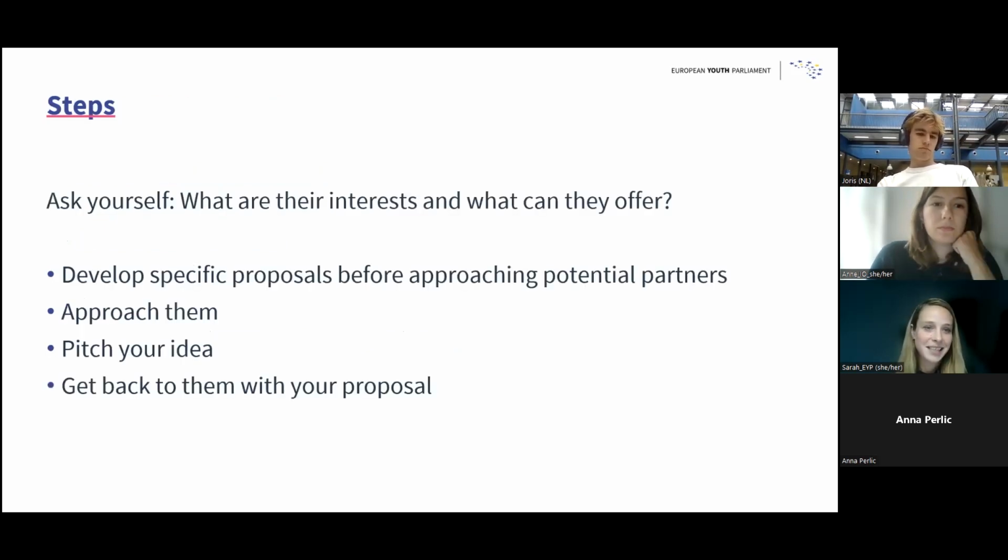Then, the steps. This is very simplified, of course, but overall it's important to always ask yourself before starting any work on partnerships: what are the interests of these stakeholders and what can they offer to you? So it's important to develop specific proposals before approaching them, and also to develop concrete minimum and maximum packages. So minimum in terms of what they can offer and what you want to offer, and then maximum.